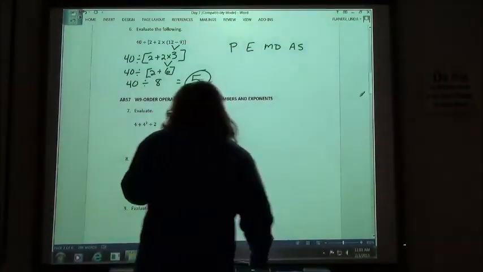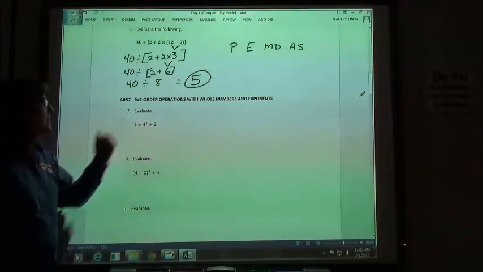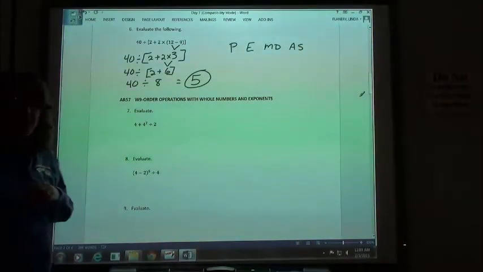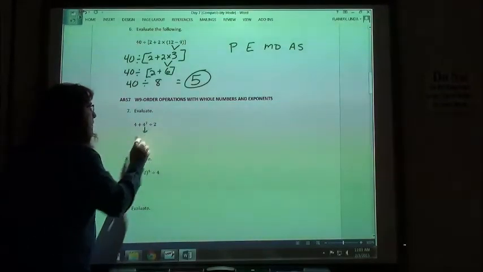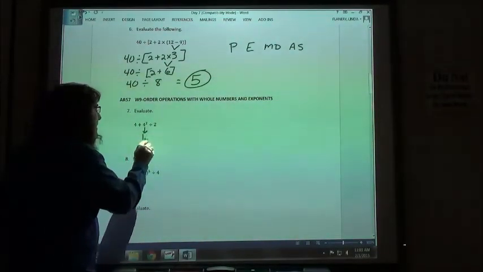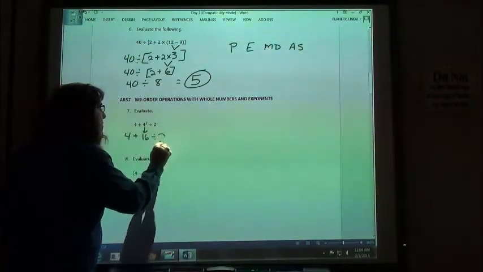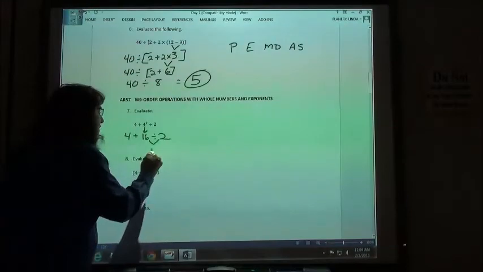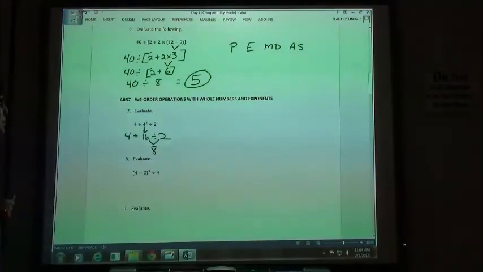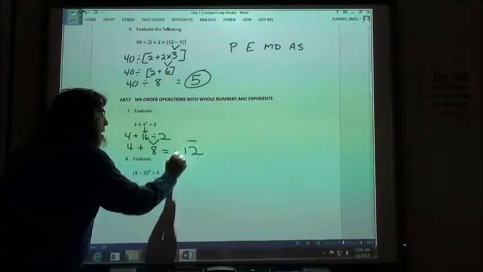7, 8, and 9 are still following the order of operations. This time, this one doesn't have parentheses, but it does have an exponent. So I have to do the exponent first. 4 squared. 4 times 4 is 16. So I have 4 plus 16 divided by 2. Following my order of operations, I have to do multiplying and dividing next. So I'm going to divide. 16 divided by 2 is 8. So now I have 4 plus 8, which gives me 12.